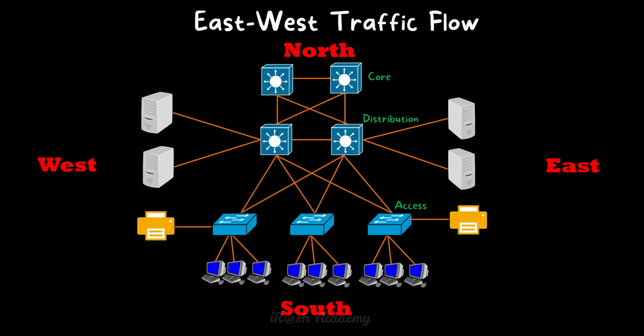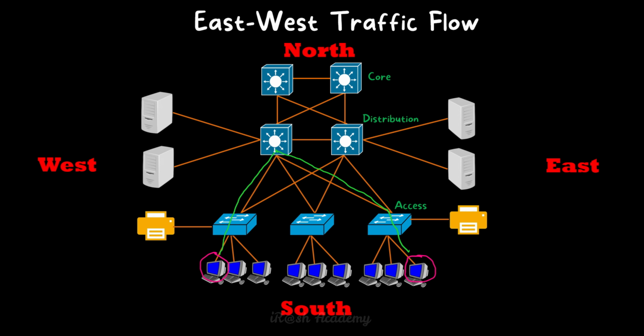Now let's see what the east-west traffic flow is. We are considering the same network diagram that we were showing in the north-south traffic flow. So here, what if this PC wants to communicate with this PC? How is the traffic going to flow? The traffic is going from this PC through the access layer to the distribution layer. And from the distribution layer, it is going back to the access layer again and it is reaching the destination.